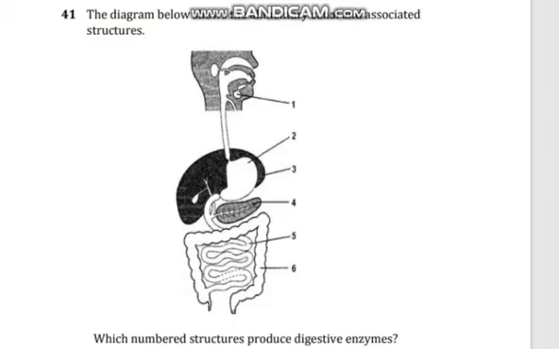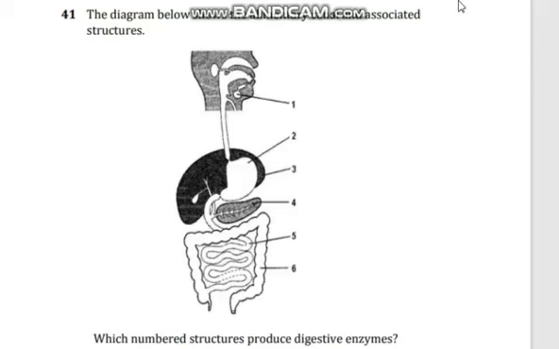The part labeled 2 is the stomach, which produces gastric juices, and these gastric juices contain the enzyme pepsin. Then the part labeled 4 is the pancreas. The pancreas also produces pancreatic juice, which contains digestive enzymes. Then the part labeled 5, the small intestines, also produces digestive enzymes such as trypsin and lipase.